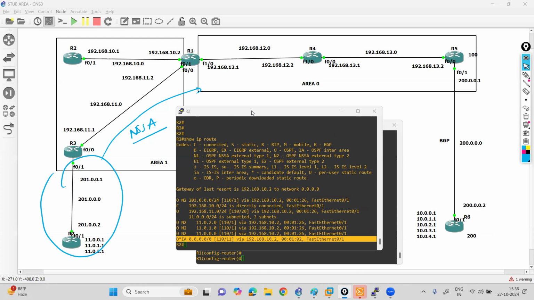Okay, so we have four main types: stub area, totally stubby area, not so stubby area, and totally NSSA. I will forward you the recording. Yes, dear. Stub area, totally stub, NSSA and totally NSSA.